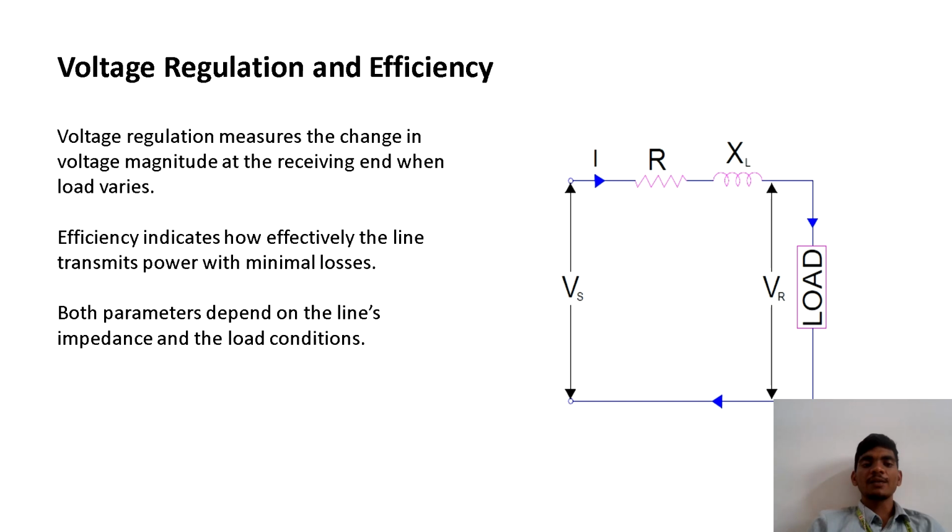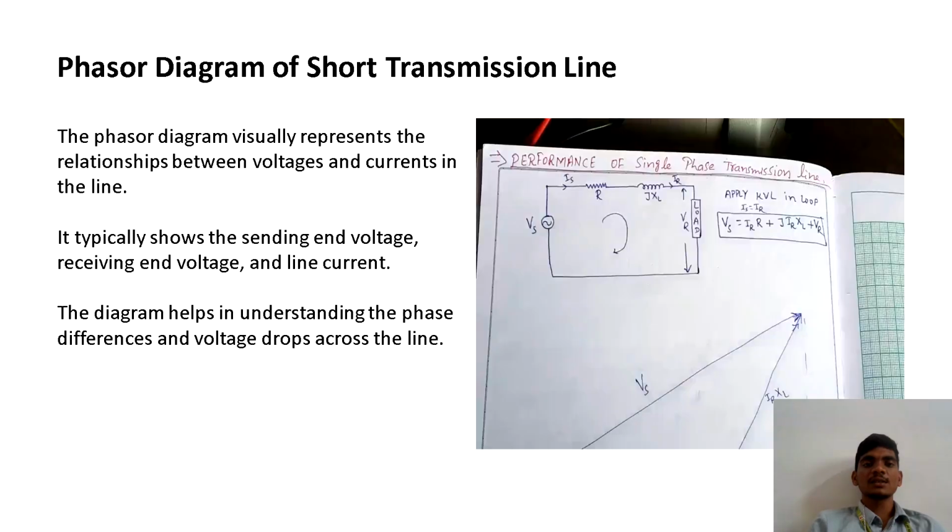Voltage regulation and efficiency. Voltage regulation measures the change in voltage magnitude at the receiving end when load varies. Efficiency indicates how effectively the line transmits power with minimal losses. Both parameters depend on the line's impedance and the load conditions.